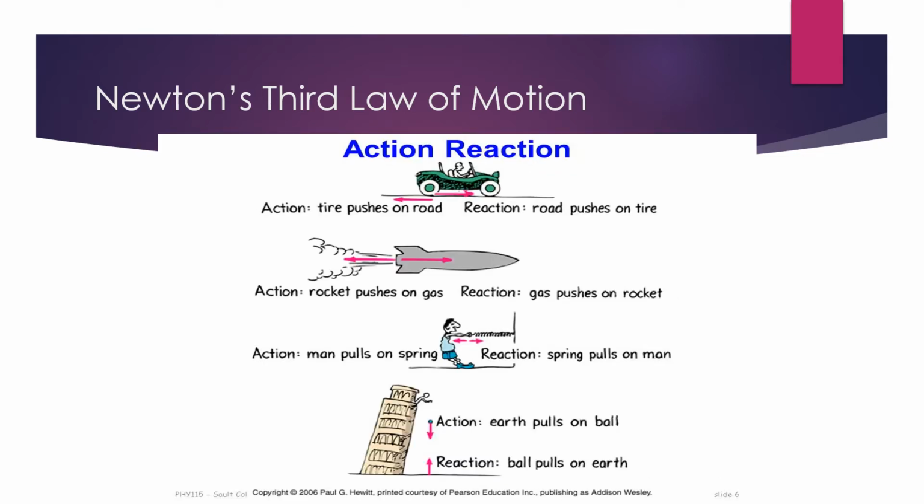So let's talk about some of these action-reaction pairs. The reason why your car can drive and physically moves is because the tire pushes the road and the road pushes the tire. This is action-reaction. So generally, this is how you want to think about it. If A pushes B, and A and B are objects, then B pushes A.